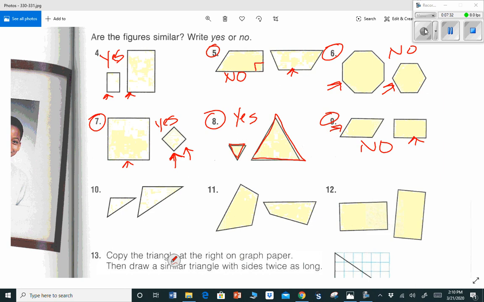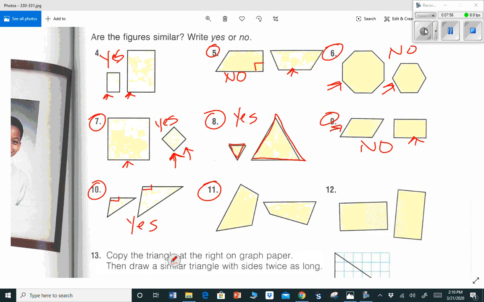All right, then for number 10, I think we've got a right triangle here, and they look like they're about the same shape, so we're going to go yes for that one. Number 11 is a little confusing. 1, 2, 3, 4 sides, 1, 2, 3, 4 sides. So it does have the same number of sides.